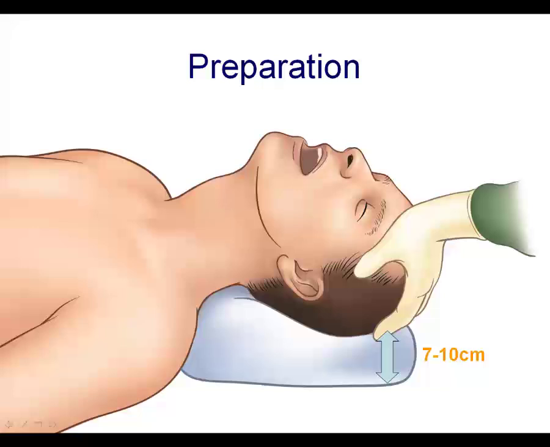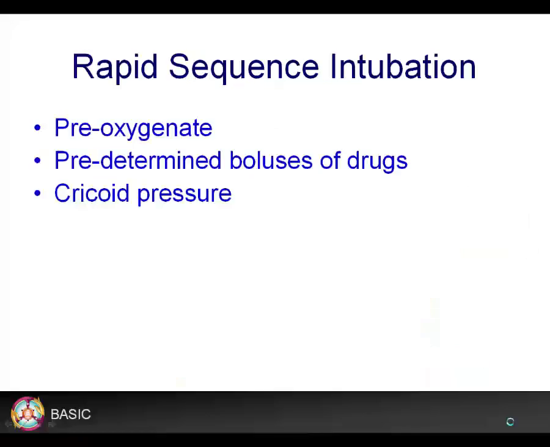Start by positioning the patient with the neck flexed. This is best achieved by elevating the occiput by about 7 to 10 centimeters with a foam pillow or wedge, and extend the head. Positioning is crucial to the success of the procedure. Then pre-oxygenate the patient with 100% oxygen for 2 to 5 minutes.